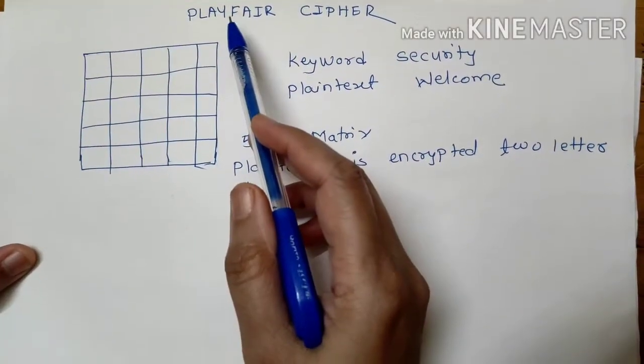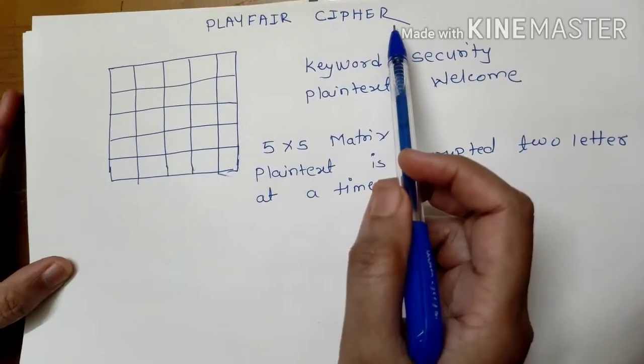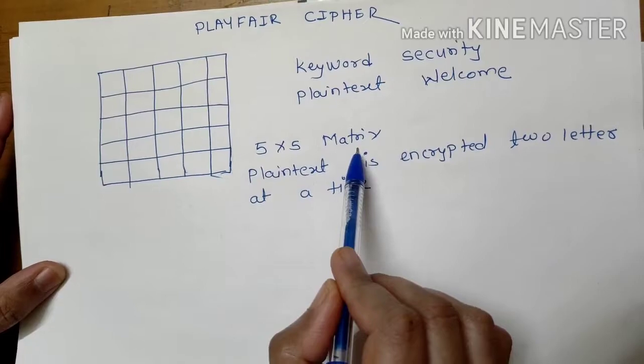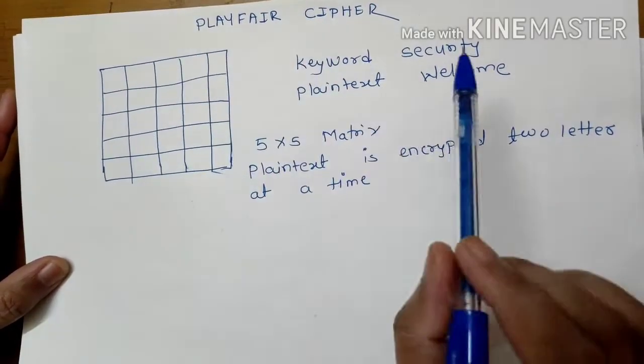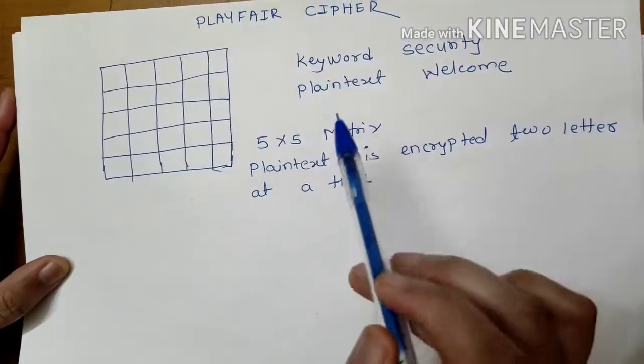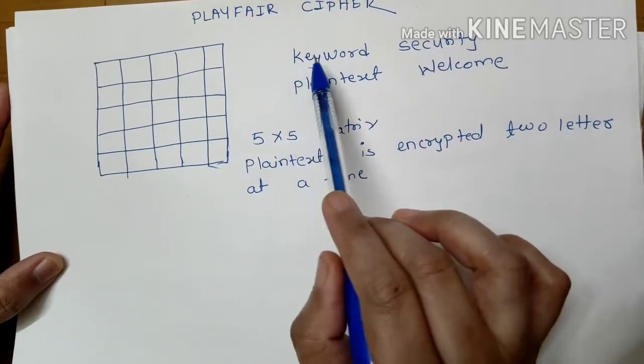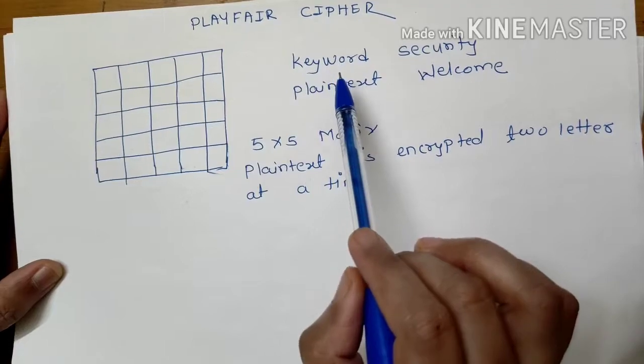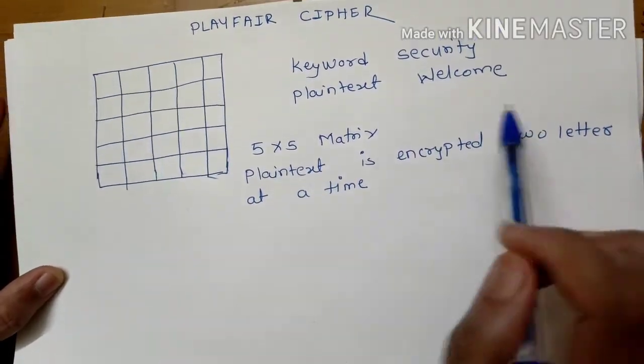Today we are going to learn about the Playfair cipher. The Playfair cipher is based on a 5 by 5 matrix. The conversion of plaintext into ciphertext depends upon the secret key. Here we will provide the secret key to convert the plain text into the ciphertext.